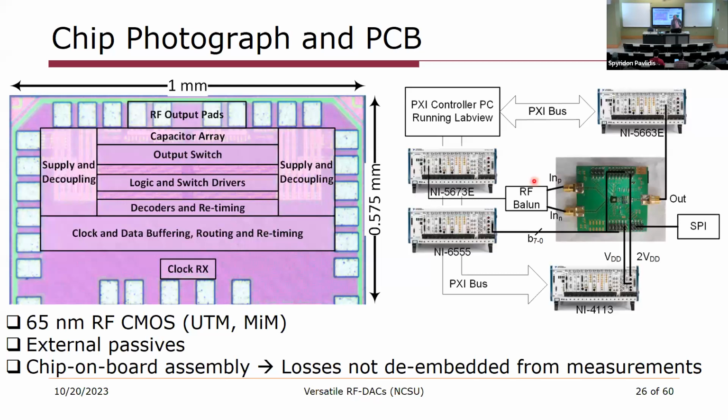We did a chip on board circuit. So the chip is more or less under my cursor right here, and the DPCs are below the cursor right here. And we do a connectorized measurement where none of the losses are de-embedded. So the measurements that we're going to look at in just a moment don't include any losses out to the connector, whereas a lot of comparisons, they wafer probe circuits.